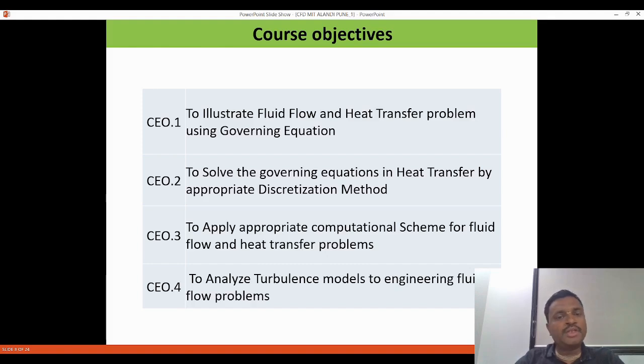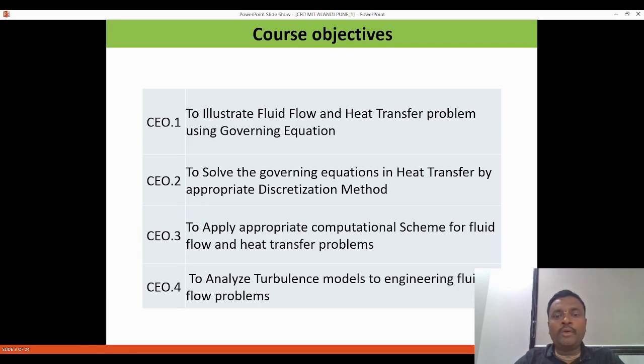The first objective is to illustrate fluid flow and heat transfer problems using governing equations. This simply means that the advanced algorithm will catch up with the flow physics and the governing equations and will try to convert them into computer programming. This programming will work so that we will get the answers to industry oriented and research oriented problems using simulation technique. The second important objective is to solve these governing equations.